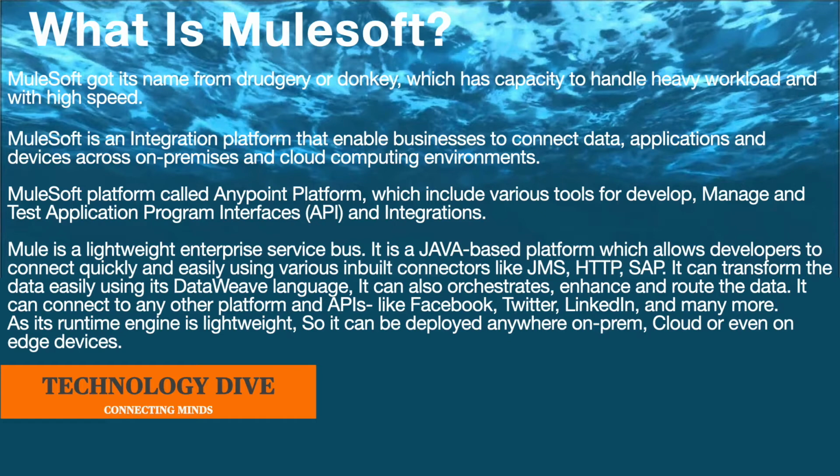Mule is a lightweight enterprise service bus. It is a Java-based platform which allows developers to connect quickly and easily using various inbuilt connectors like JMS, HTTP, SAP. It can transform the data easily using its DataWeave language. It can orchestrate, enhance, route this data. It can also connect to any other platform and API like Facebook, Twitter, LinkedIn, and many more. As its runtime engine is lightweight, it can be deployed anywhere: on premises, cloud, or even on edge devices.